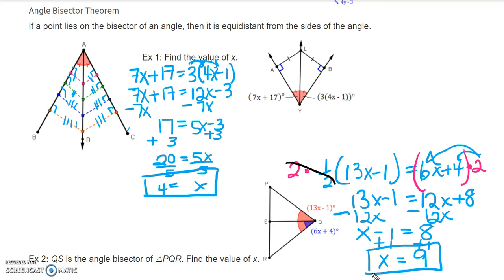Also keep in mind that the distances, anything that's on that angle bisector is equidistant from the sides. So it looks a lot like this one here in example 1. You might be given this is 8. Well, guess what? That means this piece is also equal to 8. Okay, so those are the things that you need to know for today's assignments.